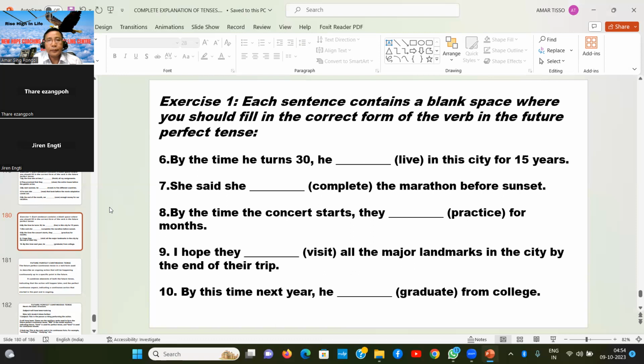By the time the concert starts, they will have practiced for months. Yes. By the time the concert starts, they will have practiced for months.